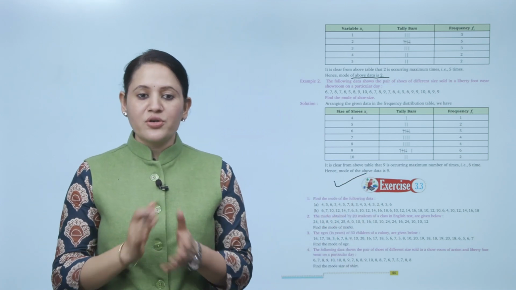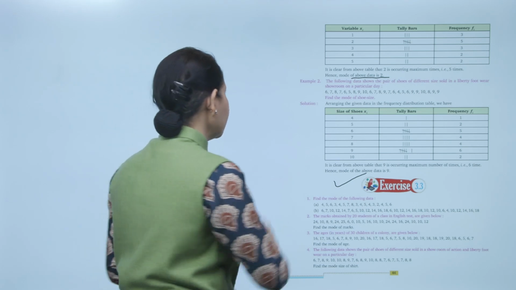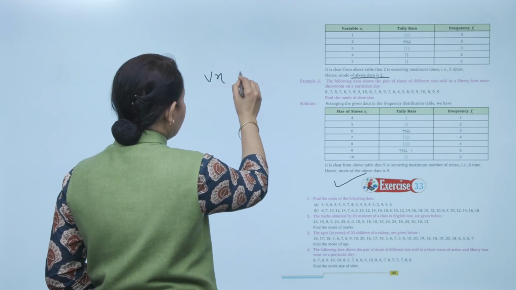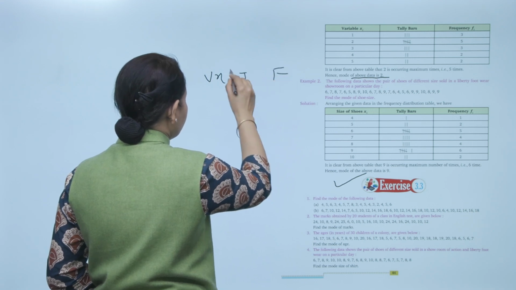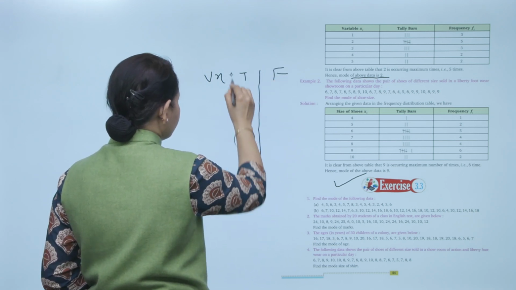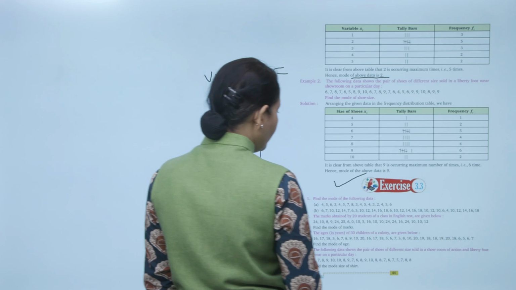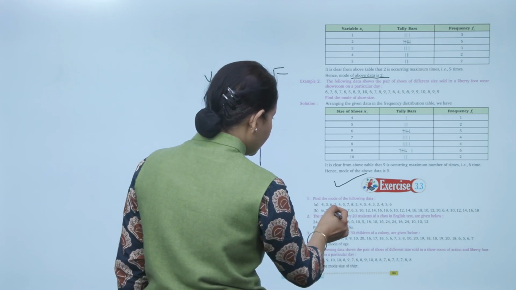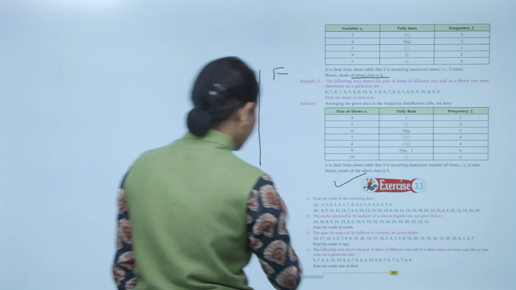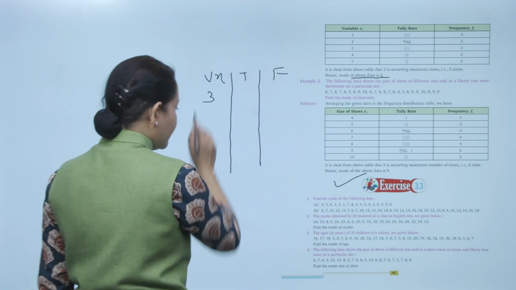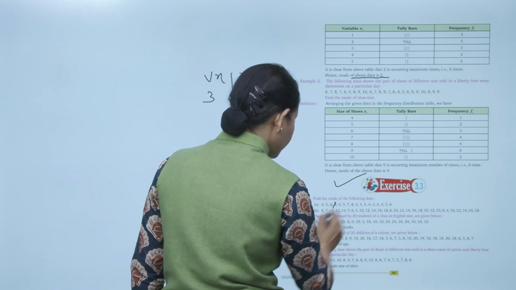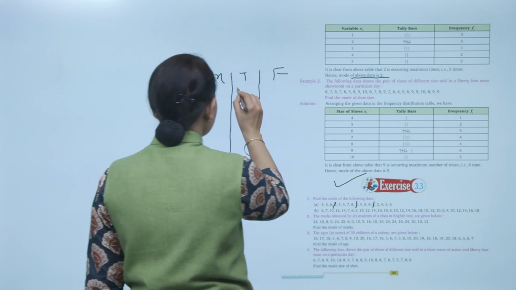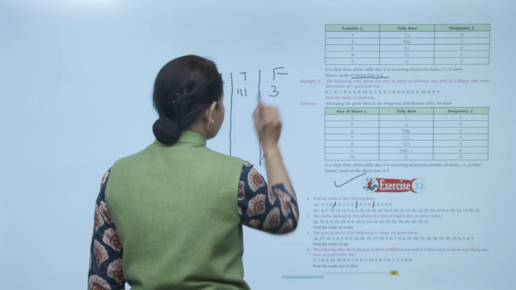Find the mode of the following data. So first we'll make the frequency table. Here the variable, tally marks and frequency. So what are the numbers? Starting from 3. How many times does 3 come? 1, 2, 3. 3 times, so we'll write 3 and frequency is 3.